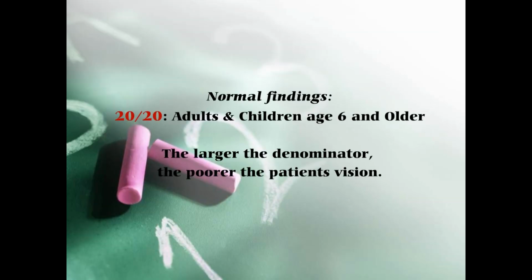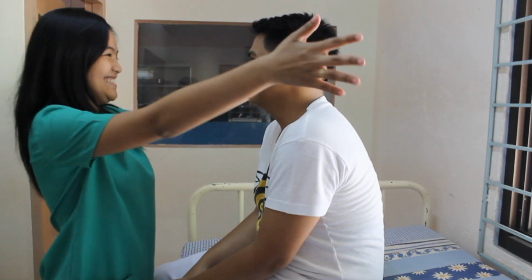Here are the normal findings. Confrontation test. Testing peripheral vision. Sit or stand directly across from the patient. Then place your hands 2 inches apart on either side of the patient's head. Then gradually bring your wiggling fingers into his visual field.